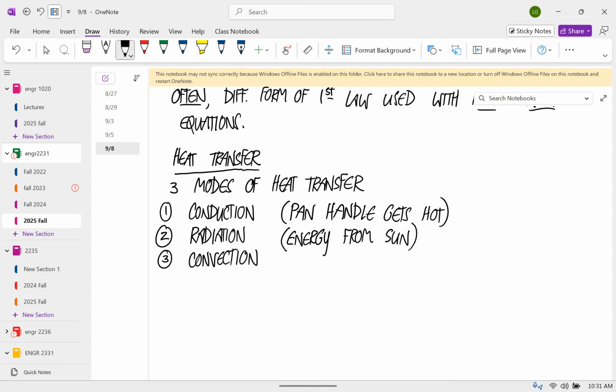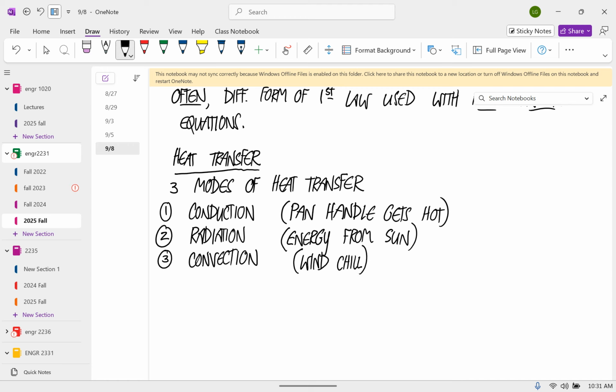And then convection is energy that's moved by a fluid from one place to another. So if you have a hot spot in water and that water is flowing, once the water gets here, it's going to have taken some of that energy with it. A good example of convection is wind chill.